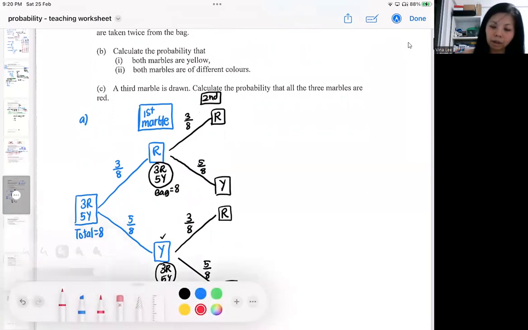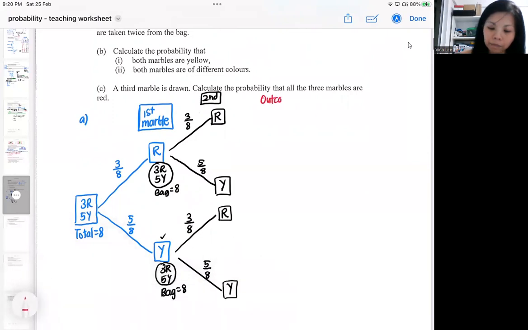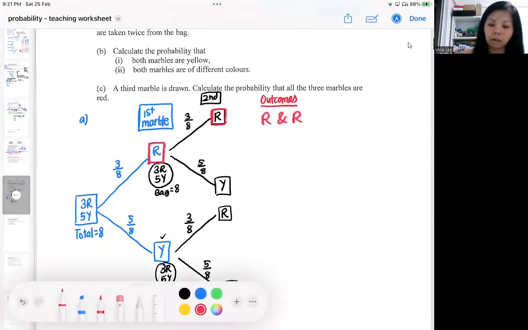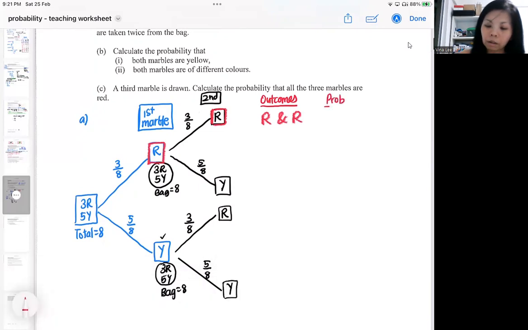So from here, I can list the possible outcomes. What will be the outcome of picking 2 marbles? It can be red and red. Remember in one of the previous examples I mentioned, if the keyword is 'and', the probability will be a multiplication. So it will be 3/8 times 3/8.